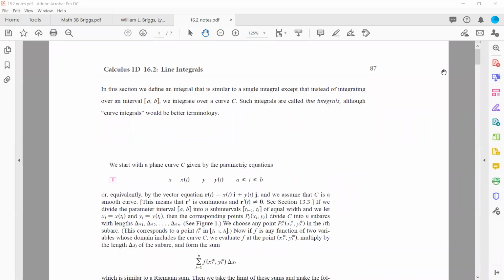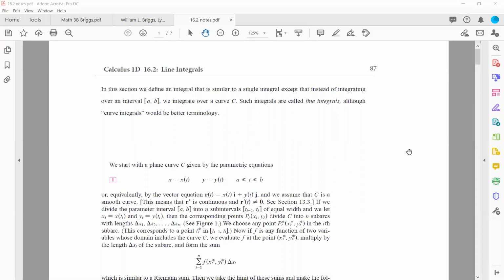16.2, line integrals. So the general idea here is to take the integral over curves instead of line segments. In this section, we define an integral that is similar to a single integral, except that instead of integrating over a straight line segment, which is an interval, we integrate over a curve C. These integrals are called line integrals, or you might say it's just curve integrals.